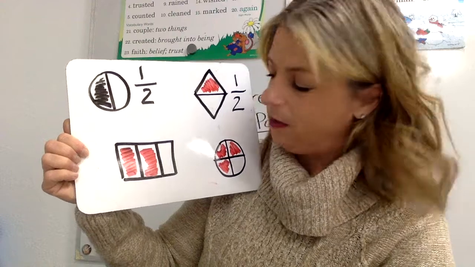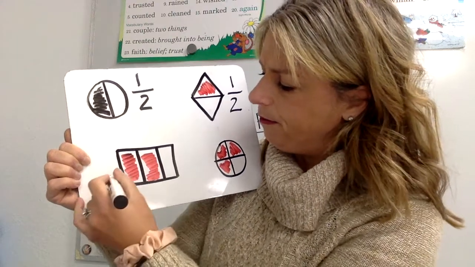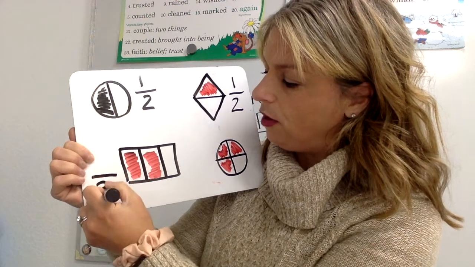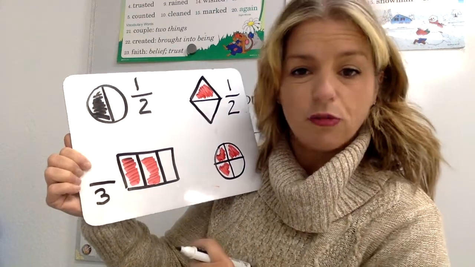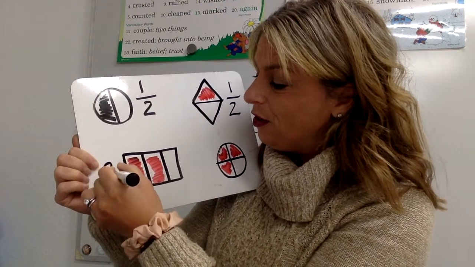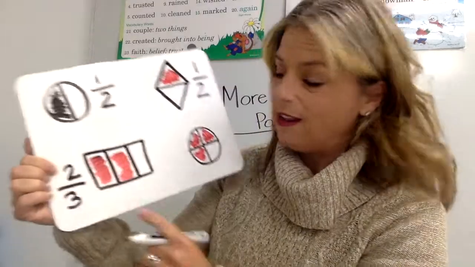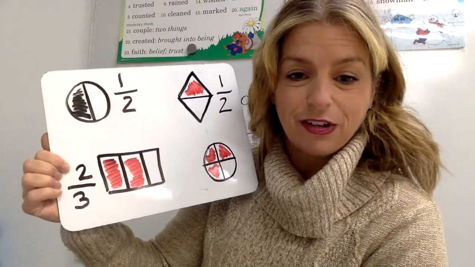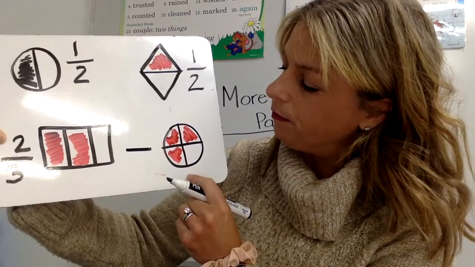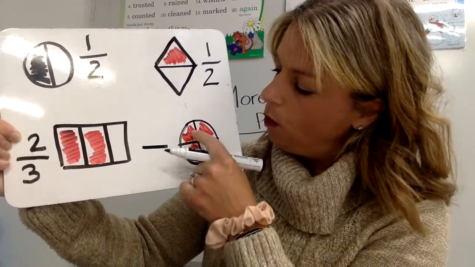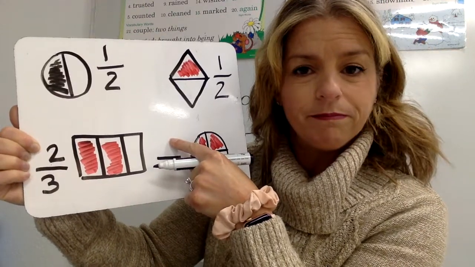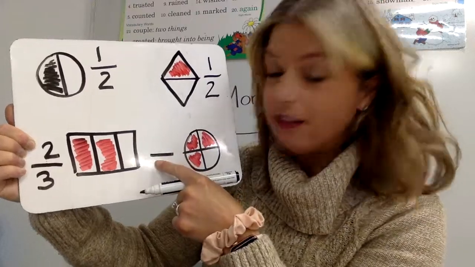Next one here. How many parts are there? 1, 2, 3 parts. The parts goes on the bottom. And how many of those parts are colored? Correct, 2. So we have 2/3 of the rectangle is colored. And last one here. How many parts are there? 1, 2, 3, 4. There's 4 parts. Does the 4 go here? Nope. The 4 goes here.